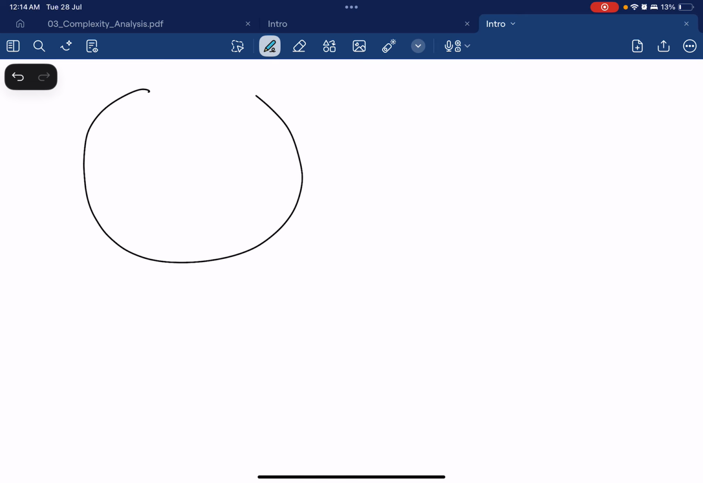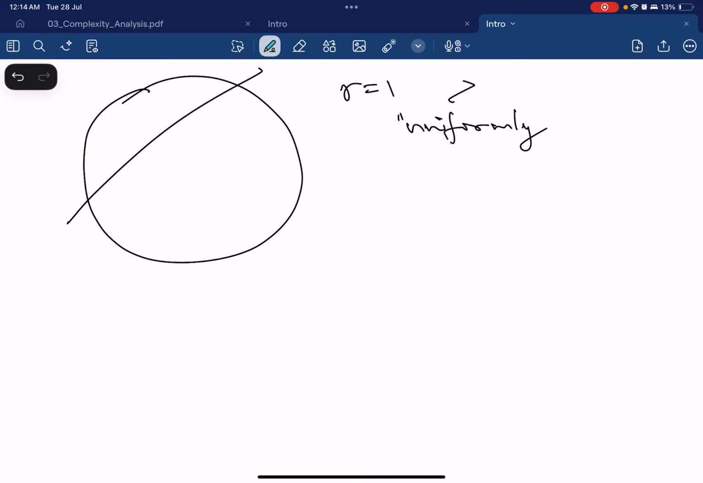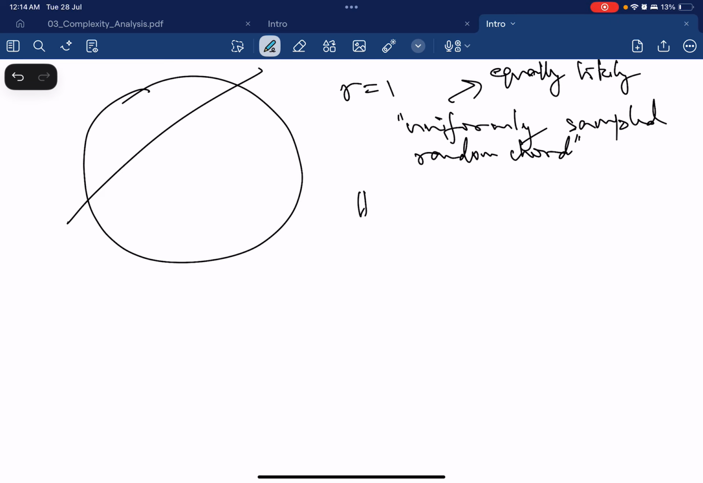Basically, you have a unit circle, so r is equal to 1. The radius of the circle is 1, and you're going to draw a random chord on it. That's the trick of the question. You're going to draw a uniformly, which roughly translates to equally likely, uniformly sampled random chord. So you take a random chord. What is the probability that the length of the chord is greater than root 3?